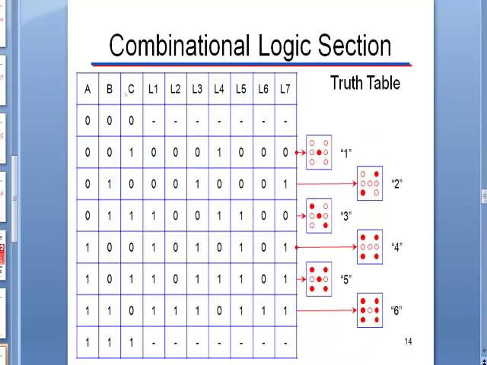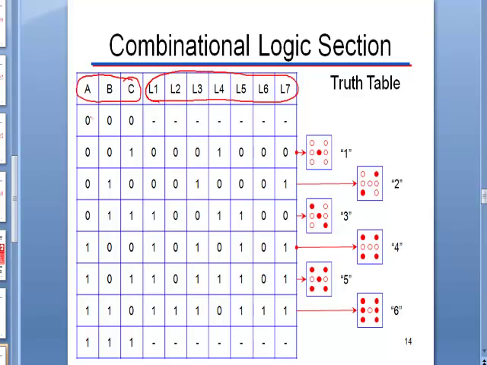Okay. Here's a truth table that we would set up. We have our inputs, A, B, and C. This could be X, Y, and Z, 1, 2, 3, doesn't really matter, but those are our inputs. And in this particular section, our function has 7 different functions.